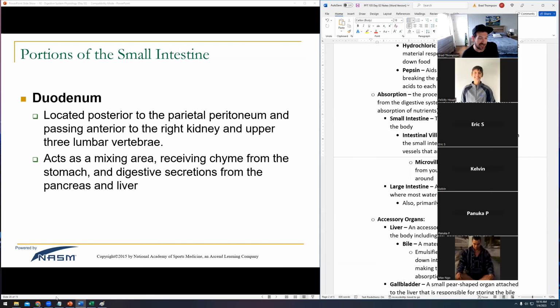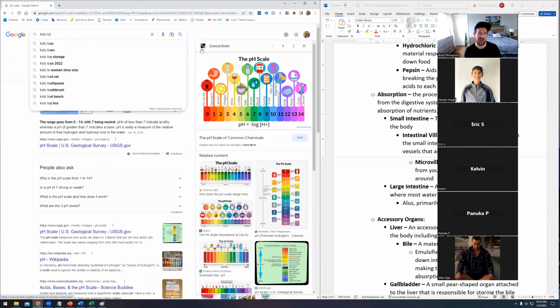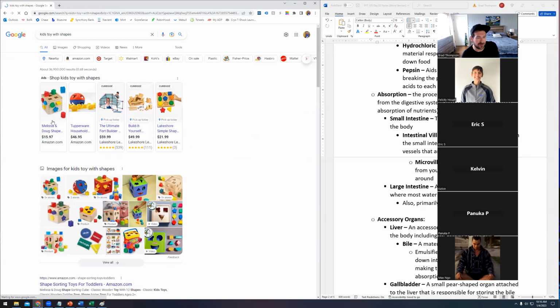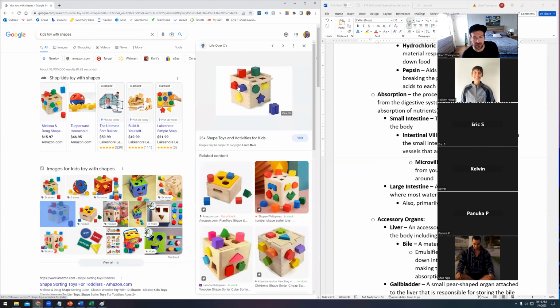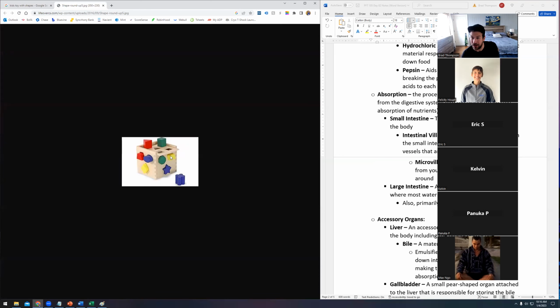Here's how I like to think of it. You guys know when you go to the doctor's office, or when you're a kid, you went to your pediatrician and had that kid's toy with the shapes, and the idea was that you had to take the little blocks and put them in the right shapes, right? That is kind of how your digestive system works.